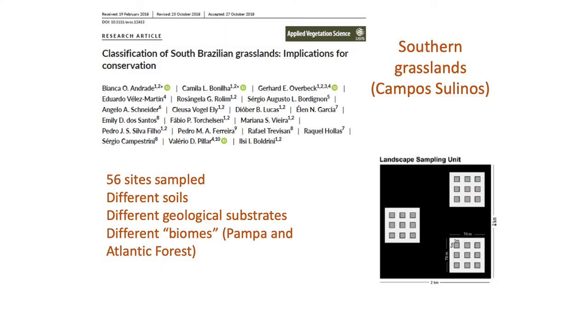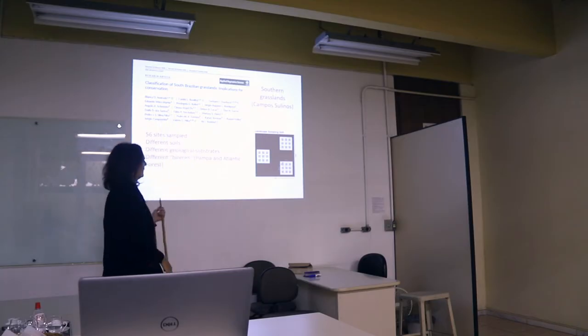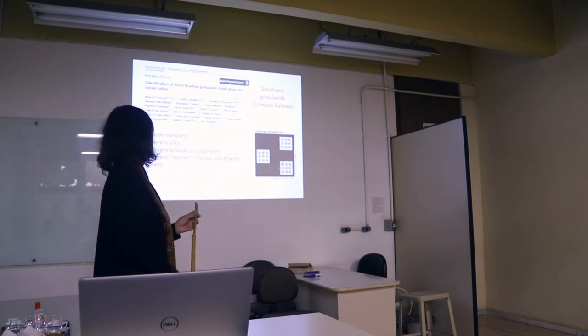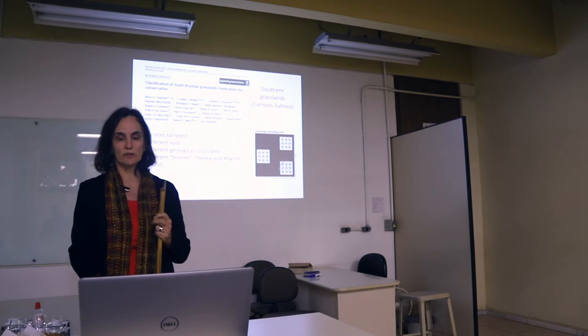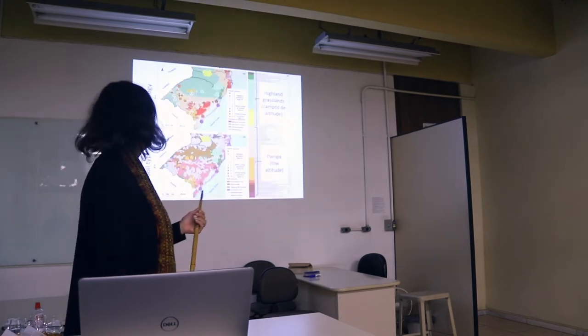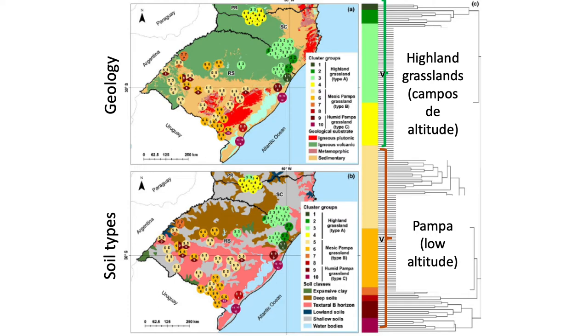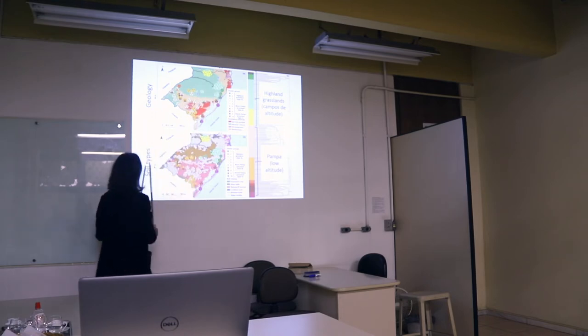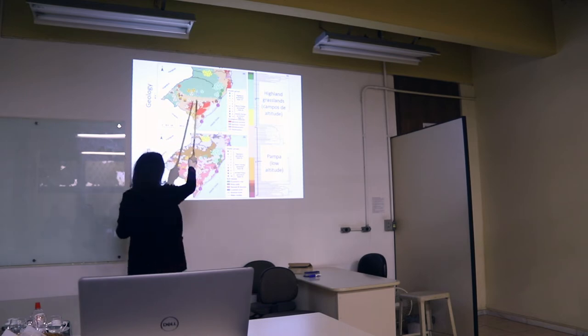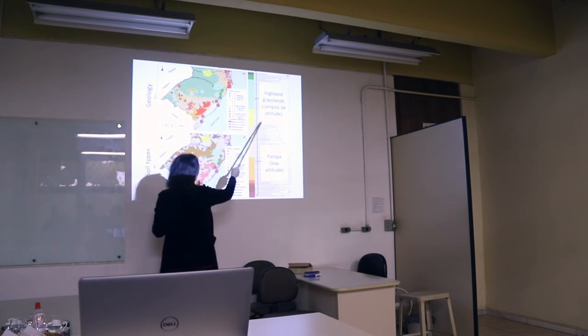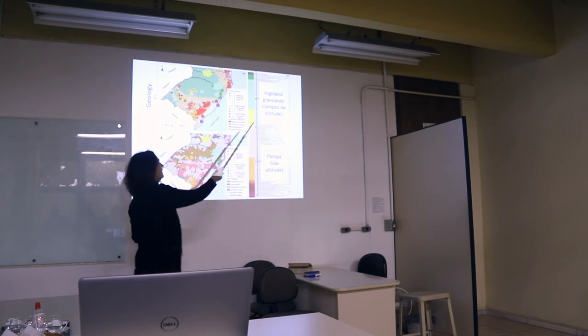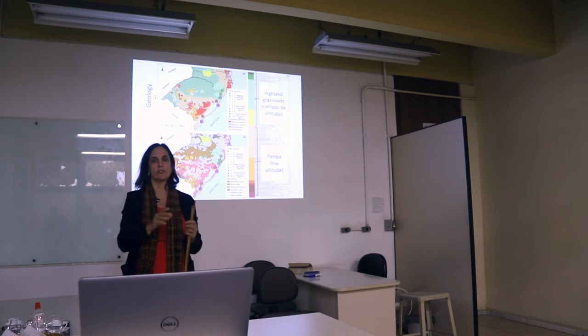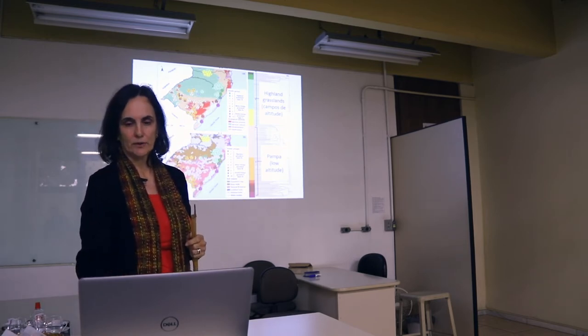This is a study from people led by Gerhard Overbeck and Ilse Boldrini. They carried out a really nice study sampling 56 sites in different soils in the whole region. This map with their results is based on geological types, and here soil types in the background. But to summarize their results, each circle is one of their sites. What they found is two major groups, highland grasslands and pampa, that they consider as two different types of grasslands.